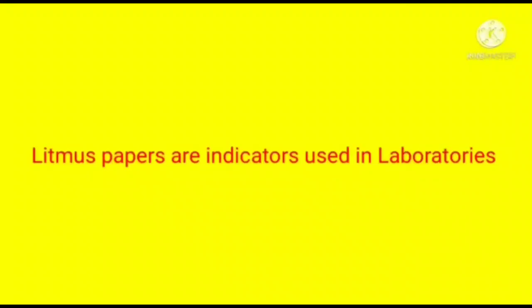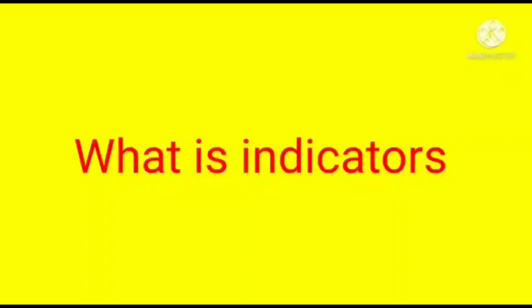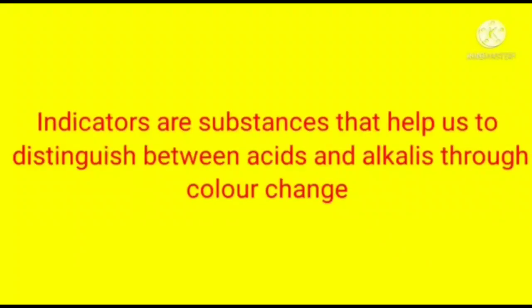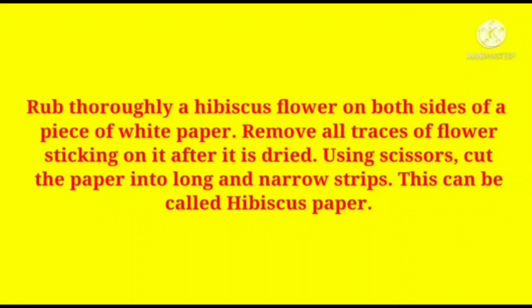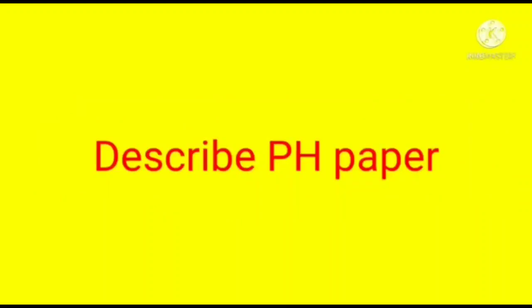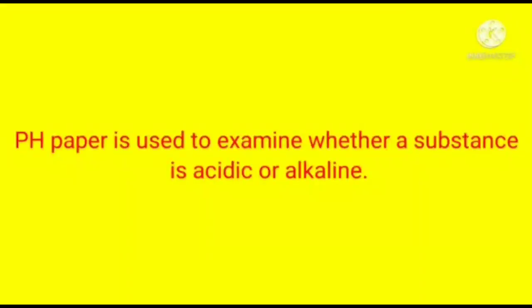What is litmus paper? Litmus papers are indicators used in laboratories. What are indicators? Indicators are substances that help us to distinguish between acids and alkalis through color change. Explain how to make hibiscus paper. Wrap a hibiscus flower thoroughly on both sides of a piece of white paper. Remove all traces of flower sticking on it after it is dried. Using scissors, cut the paper into long and narrow strips. This can be called hibiscus paper. Describe pH paper. pH paper is used to examine whether a substance is acidic or alkaline.